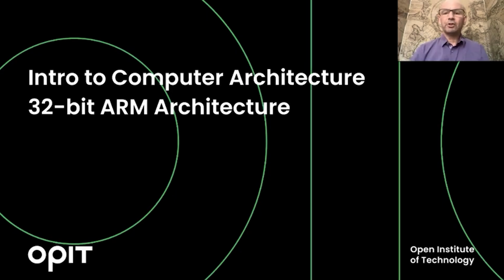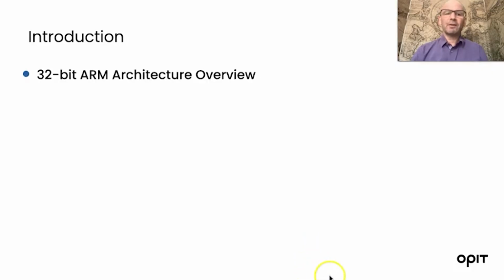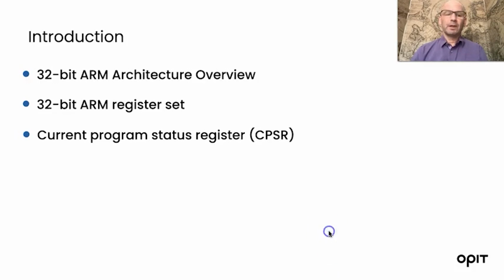Today, let's look at the 32-bit ARM architecture. So today we're going to look at the ARM architecture from an overview perspective, then the actual ARM register set, and then we'll look at the current program status register.